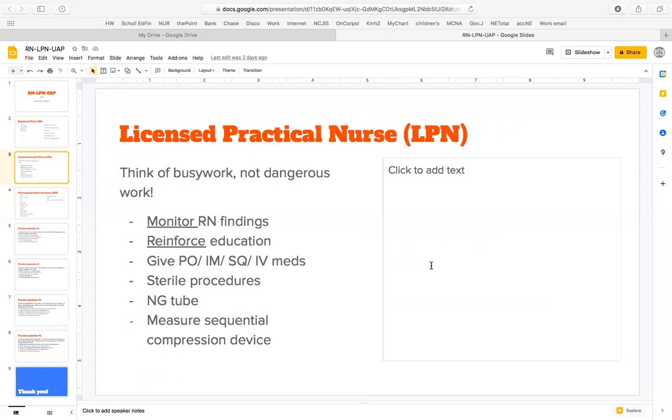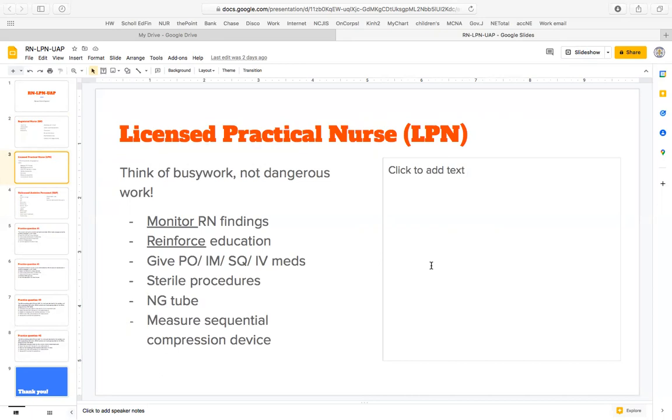Education, can they do education? No, but they can reinforce the education. For example, reinforce patient teaching about the use of incentive spirometer after RN did the initial education of incentive spirometer. LPN can reinforce any patient education as long as they don't do the initial assessment.